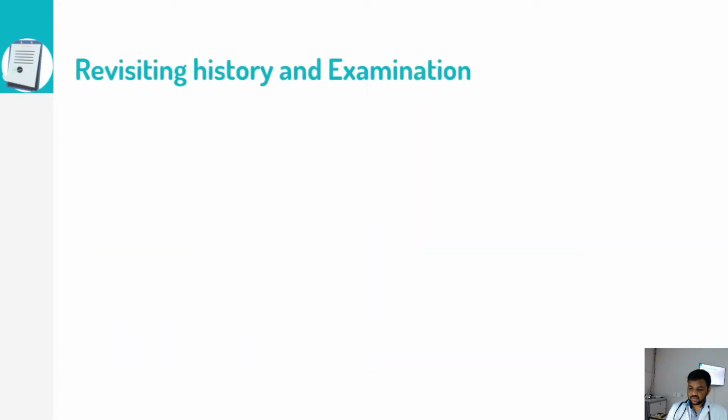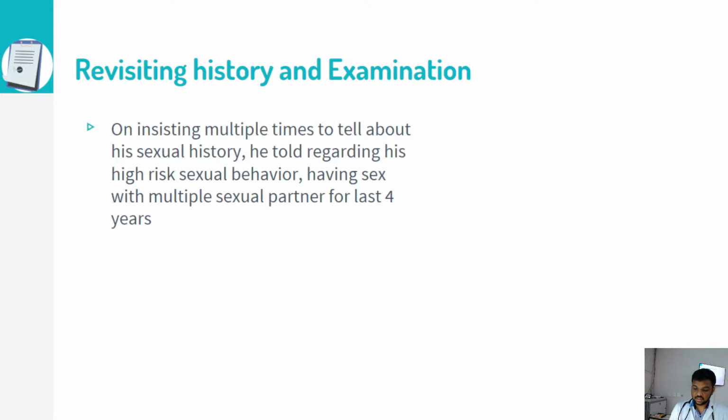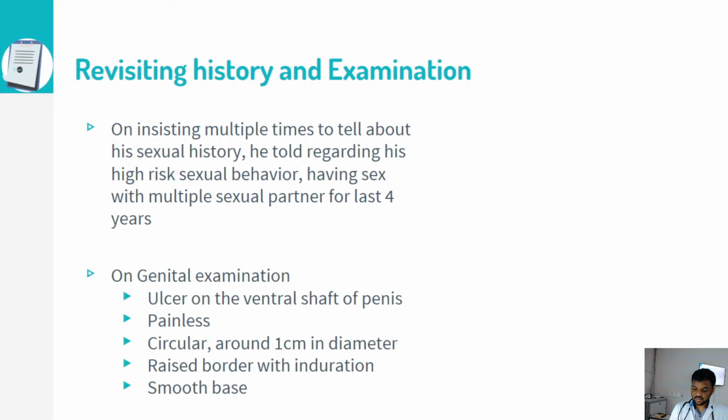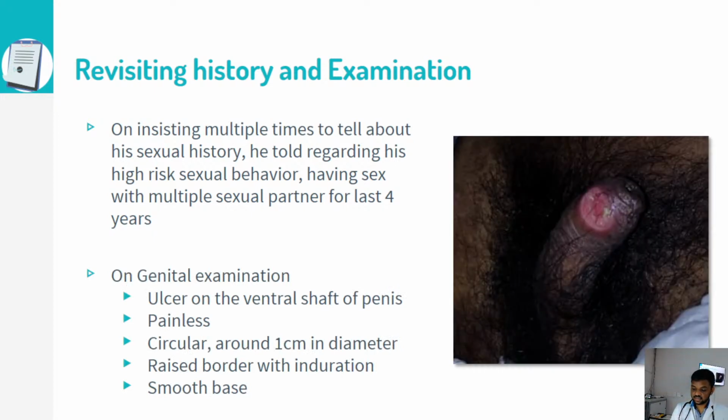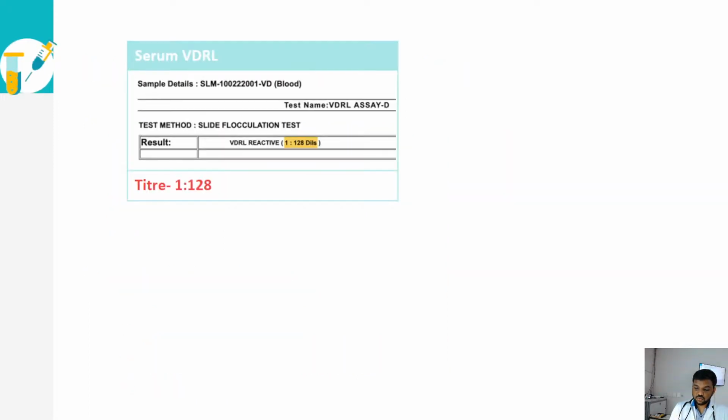After the retropositive result, we tried to examine his genitalia, but he was very reluctant and had denied the sexual history multiple times. But after gaining the patient's confidence, we insisted, and he revealed high-risk sexual behavior in the last 4 years. On genital examination, there was one painless, circular ulcer on the ventral shaft, around 1 centimeter in diameter, with a raised border, induration, and a smooth base. A skin biopsy was also done.